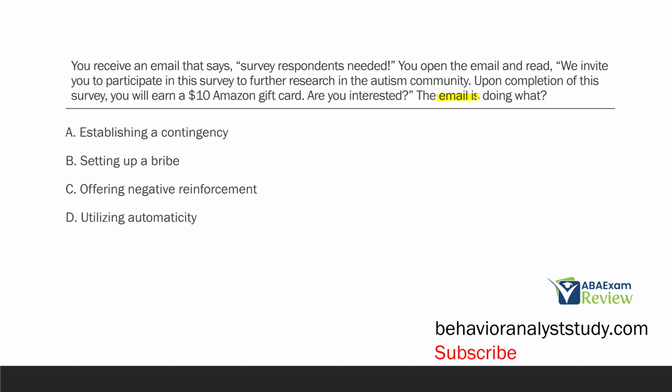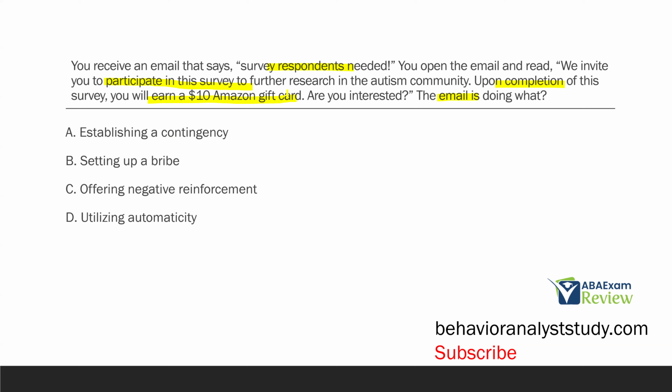And this is why we never jump to the answer choices, because you really have to think about the question and the information given to answer the question. So looking at the email, it says they need survey respondents. You open the email, it says you can participate in this survey. And then upon completion, you're going to earn a $10 Amazon gift card. So what does that sound like? To me, it sounds like if you complete, then you get the gift card. First you complete, then you get the gift card. So when we talk in terms of if-then statements and first-then statements, we're talking about contingencies.